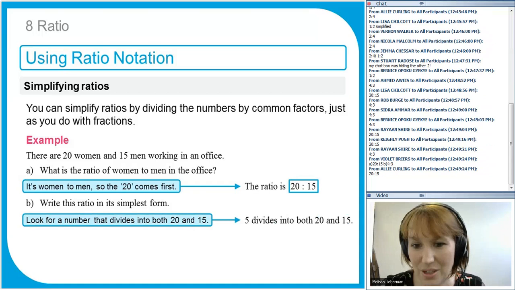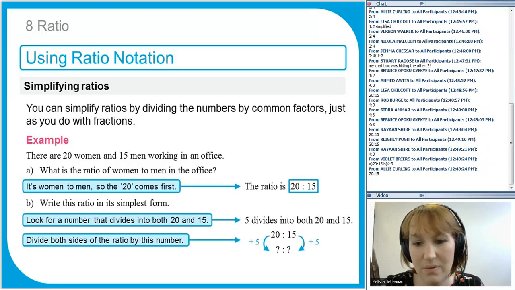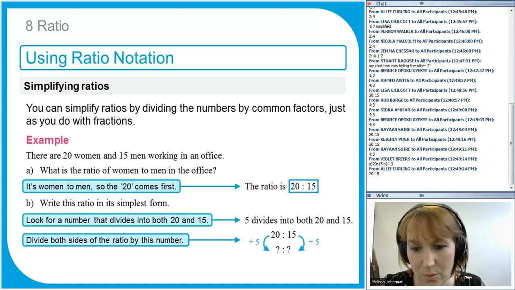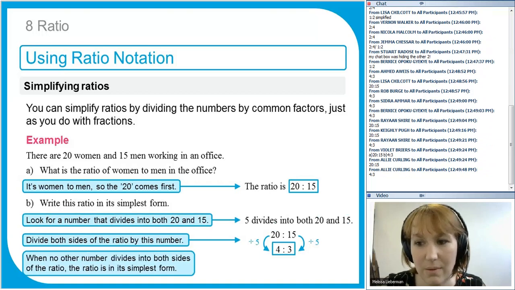So we divide both numbers by 5. If we divide both numbers by 5, you can just put a little arrow on both sides. So divide both numbers by 5, we get 4 to 3. Okay, brilliant, perfect. And everyone who's been brave enough to type into the chat box has got that right. Well done.